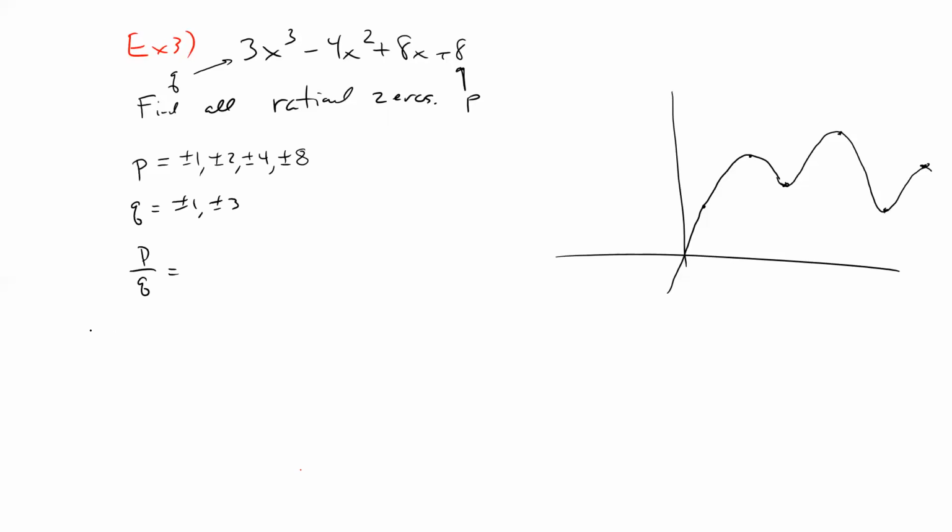So on the test, I will have something called write down the possible rational zeros. And so possible rational zeros are all the ways you can write down P over Q.